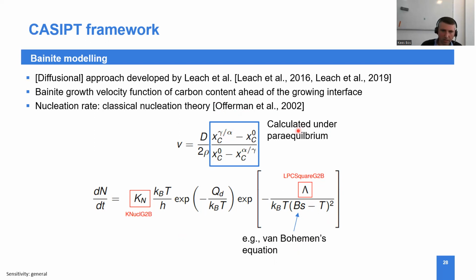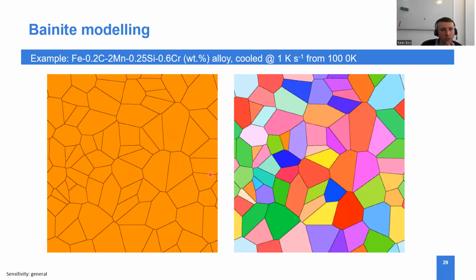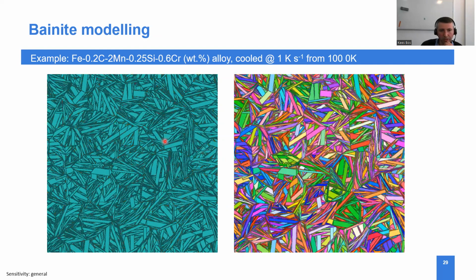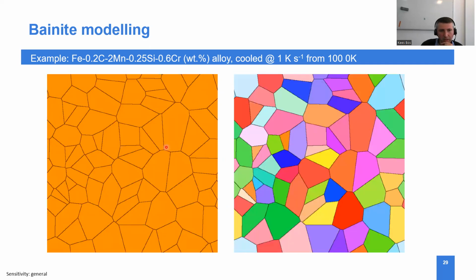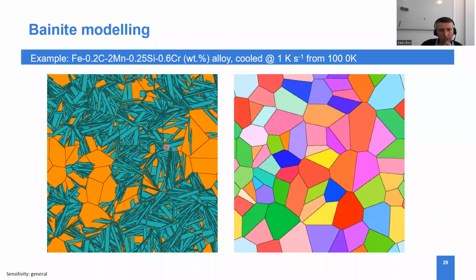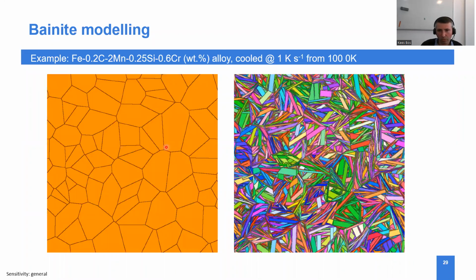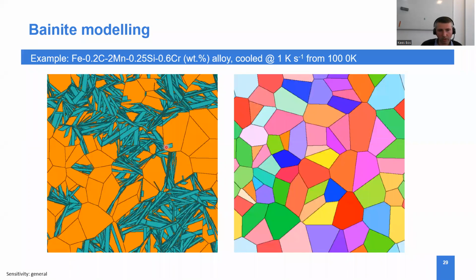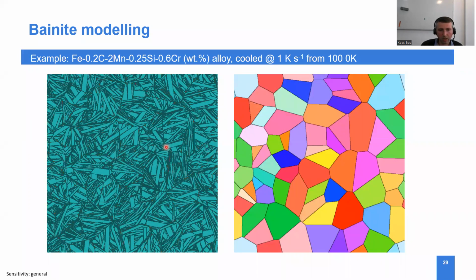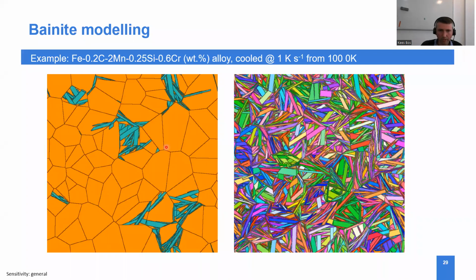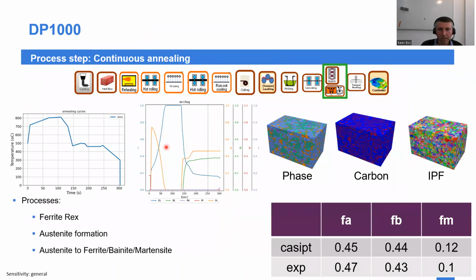But just to give you a 2D example of what that looks like in practice. So I think we have a very convincing and good description of the bainite morphology. And in terms of kinetics, we're also able to describe a lot of things already correctly. So that's very encouraging. So that brings me back to the continuous annealing part, which we have now finished.